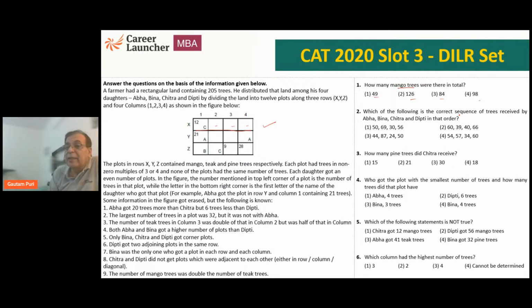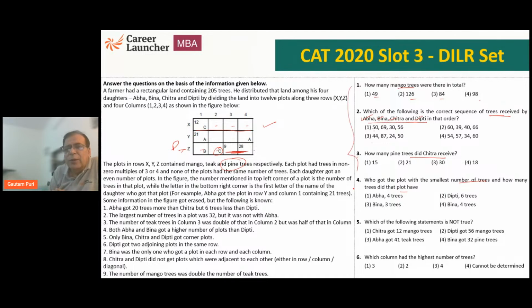Which of the following is the correct sequence of trees received by A, B, C, D in that order? That's again telling me I should be able to identify very clearly how many trees A, B, C, D have obtained. And hence, it also means by and large I should be able to find out which plot goes to whom. Next, how many pine trees did Chitra receive? Pine trees were in row Z. So Chitra is here, but Chitra could be any one here. So I need to find out how many pine trees Chitra received. Who got the plot with the smallest number of trees? How many trees did this plot have?